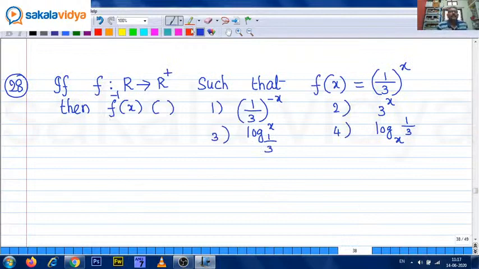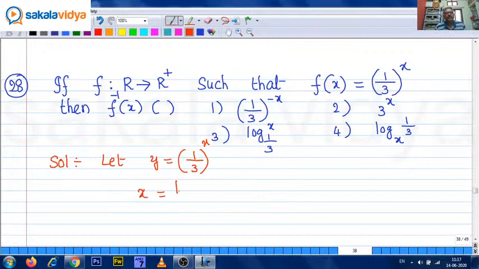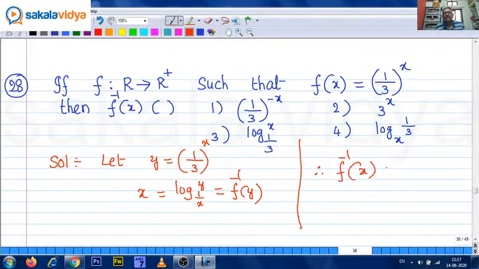Okay, so once again, we'll come to the solution also, don't worry. Let y equal 1 by 3 power x. 1 by 3 is the constant. So x is equal to, we can write, log y to the base 1 by 3. This is f inverse y. y is a dummy. Therefore, f inverse x equals log x to the base 1 by 3. That means the third option is the right option. Desired answer.